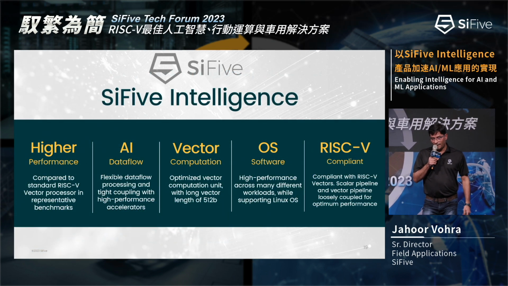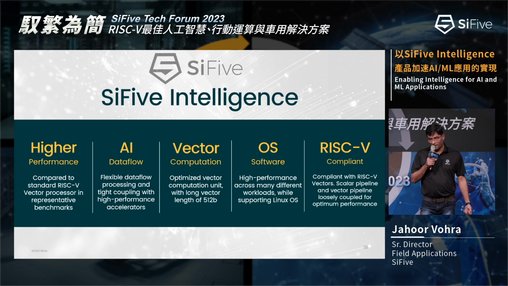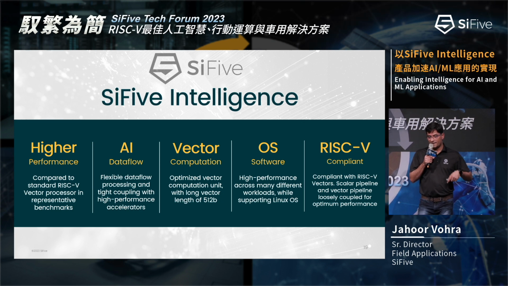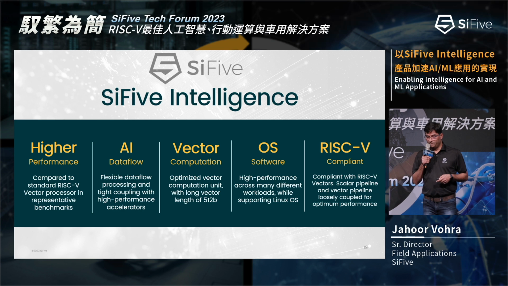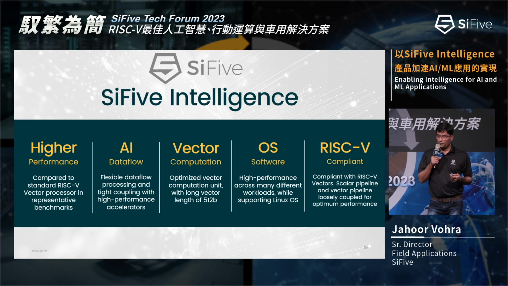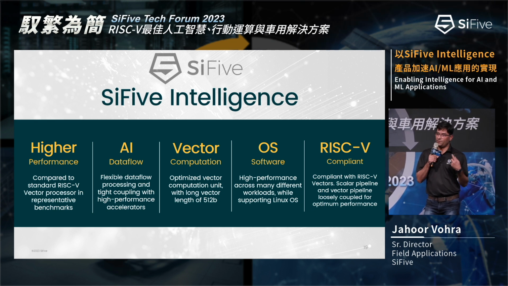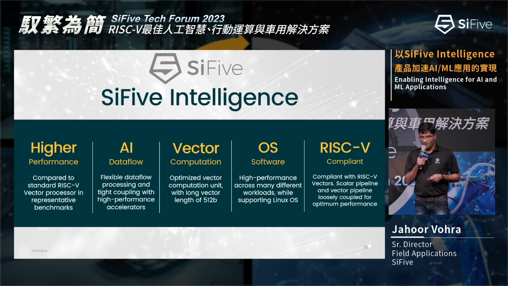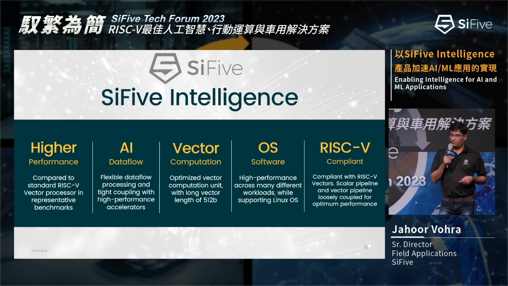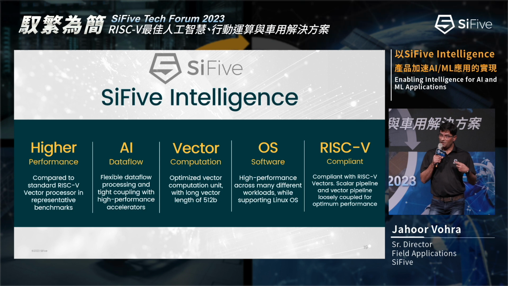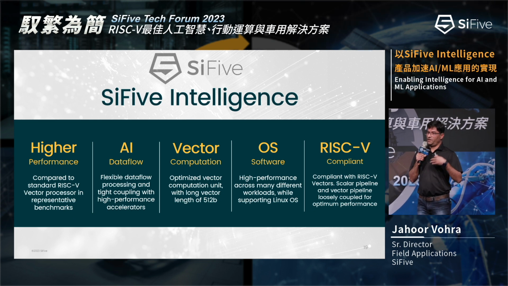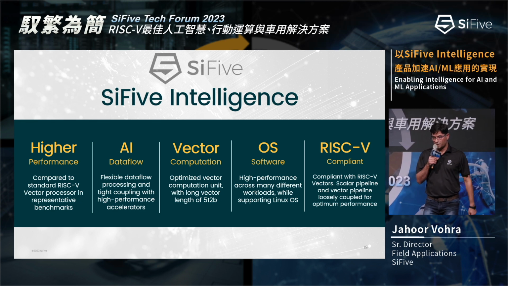So SiFive Intelligence delivers higher performance. It has RISC-V vectors, and it is also being used for efficient AI data flow processing. It enables a lot of flexibility in how you integrate it in your AI solution. The optimized vector computation unit with long vectors can be used to realize your AI solution. We have roadmaps that extend the vector width beyond what we have today, so that we can keep up with the changing computation demands that customers have on vector processors.